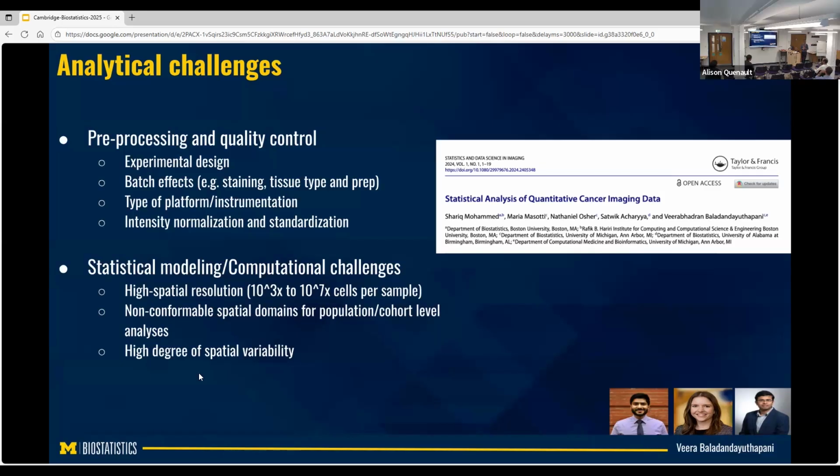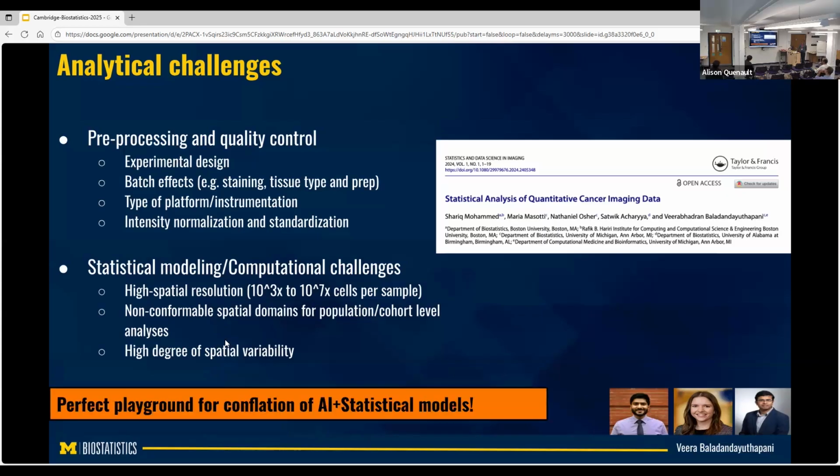So the 3D aspect is an interesting one. I don't know if technology exists to get the whole 3D image of the tumor and the location of the cells. One of the data sets I'm dealing with has serial slices, and they're trying to recreate it. Okay, yeah, that's what I guess you'd have to do. Please stop me if you have any questions as well. So I feel this is a perfect playground for AI and statistical models.